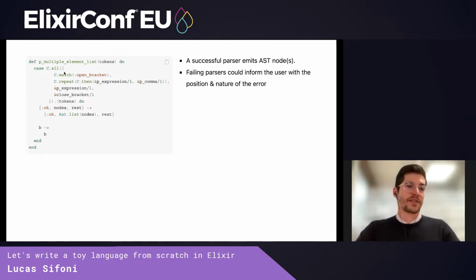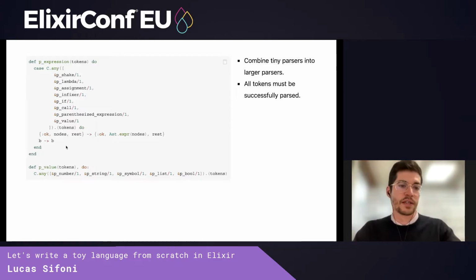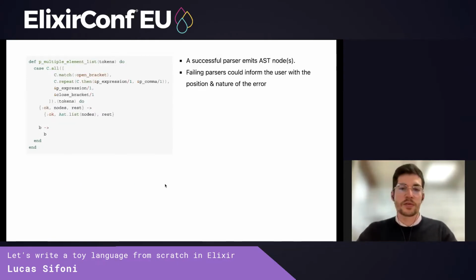So we can read that parsing a multiple element list is a matter of matching an open bracket, then multiple times maybe an expression followed by a comma, then a last expression since it's a multiple element list, then a closing bracket. If we match all of that, we emit, otherwise we fail, and the next parser in a list is called. Failing parsers, of course, could inform the user with position and nature of the errors if I added this metadata at the start.